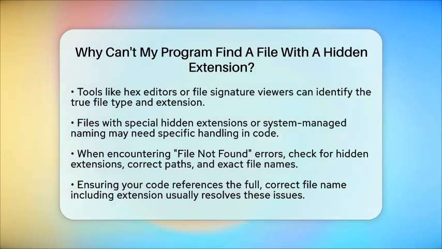When your program throws a file not found error, it usually means the name or path you provided does not match the actual file. Hidden extensions are often the culprit because the visible name differs from the real file name with its extension. By carefully checking the actual file name, confirming the path, and making sure your code references the full, correct name, you can usually solve this problem. This approach is a simple but effective way to fix bugs related to file handling and ensure your program finds all the files it needs.